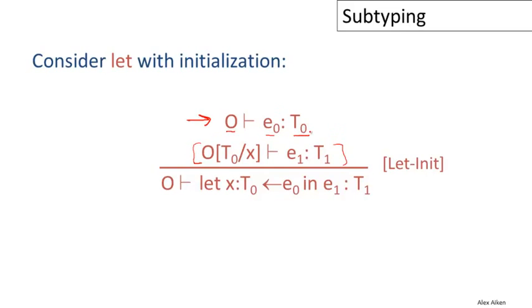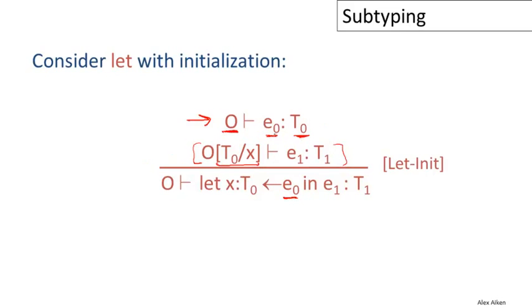Now this is really an aside from the main point, but notice that we use the environment O. In particular, the new definition of X is not available in E0. So if E0 uses the name X, that means it uses the name of some other X that's defined outside of the let, because we didn't include this definition of X in the environment for type checking E0.